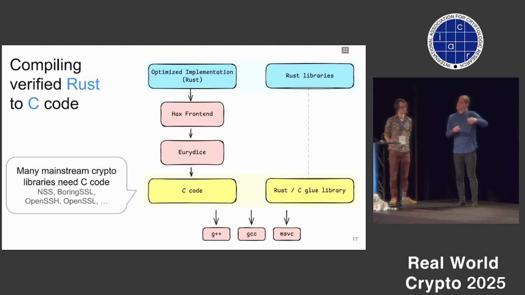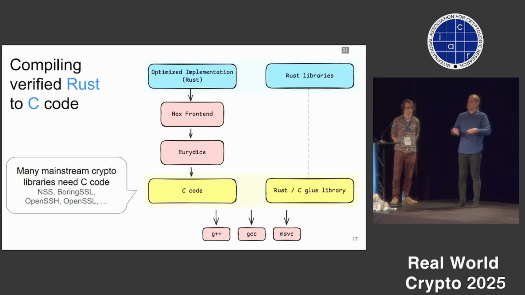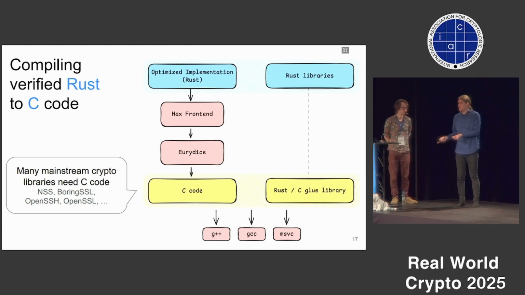So there is an entire third parallel process for how this Rust code gets interpreted and translated to C. The translation itself is very simple, but really the challenge here is supporting C code for all deployments that need it. And it has already been deployed in NSS and OpenSSH and Signal and so on, and we're looking at more deployments still.